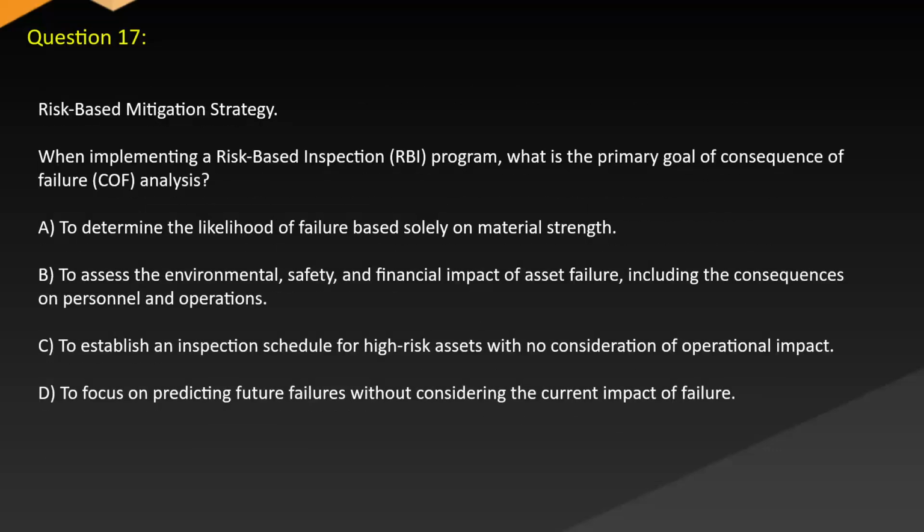Question 17. Risk-based mitigation strategy. When implementing a risk-based inspection (RBI) program, what is the primary goal of consequence of failure (COF) analysis? A. To determine the likelihood of failure based solely on material strength. B. To assess the environmental, safety, and financial impact of asset failure, including the consequences on personnel and operations. C. To establish an inspection schedule for high-risk assets with no consideration of operational impact. D. To focus on predicting future failures without considering the current impact of failure.